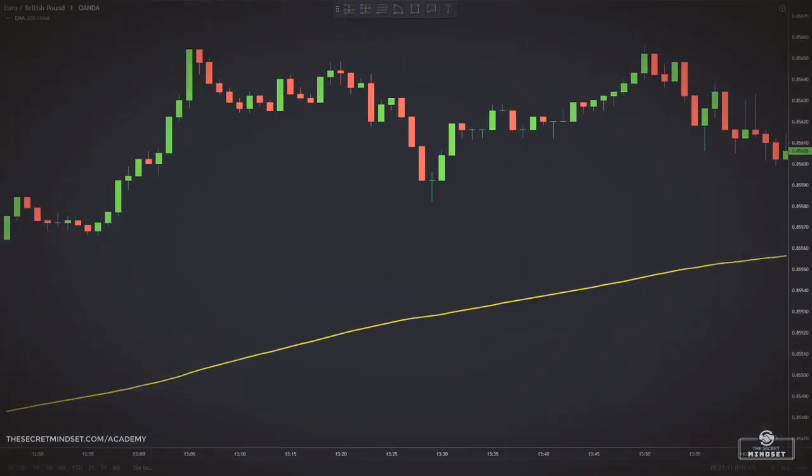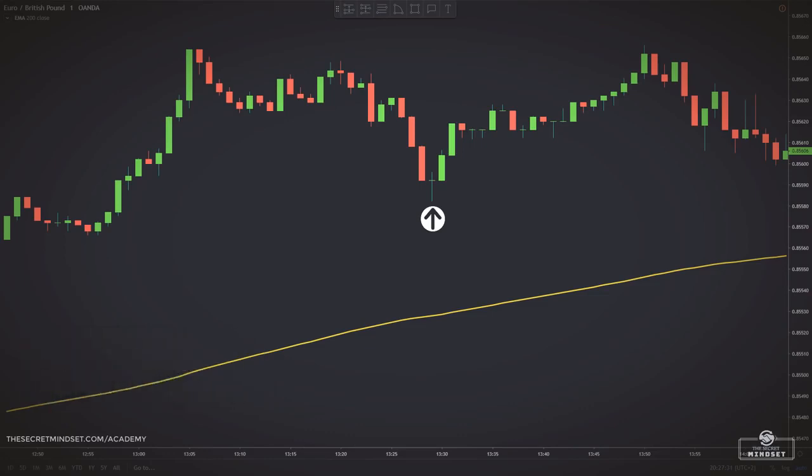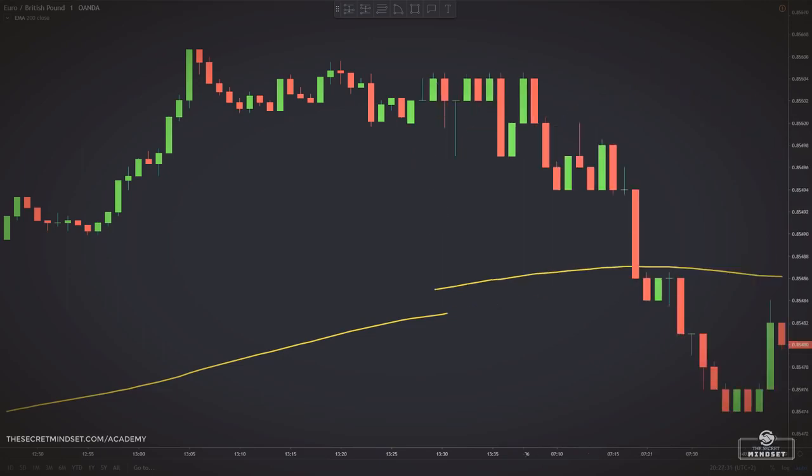There are 5 different types of Doji candles. The first type is the common Doji. A common Doji is the candlestick pattern we talked about before. A Doji candle pattern appears when the open price and the close price for a determined period are the same or very close to being the same.